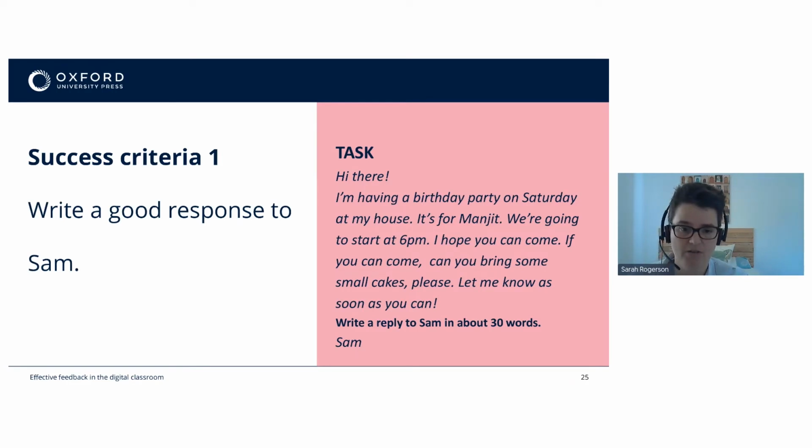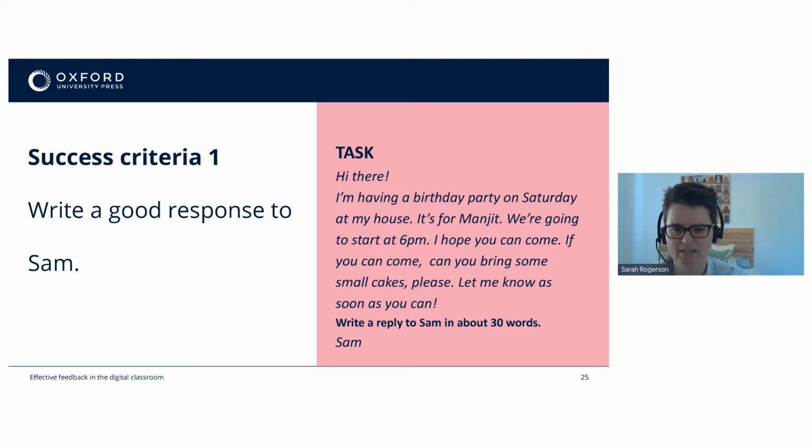Hey there, I'm having a party on Saturday night at my house. It's for Manjeet. We're going to start at 6 p.m. I hope you can come. If you can come, can you bring some small cakes? Please let me know as soon as you can. Write a reply to Sam in about 30 words. So the success criteria I'm proposing here is: write a good response to Sam.